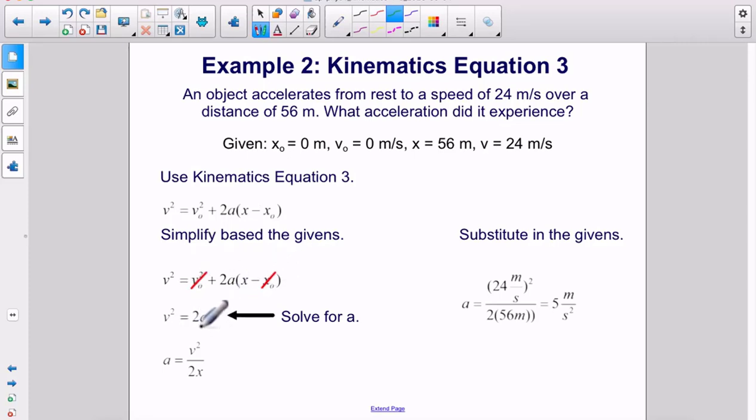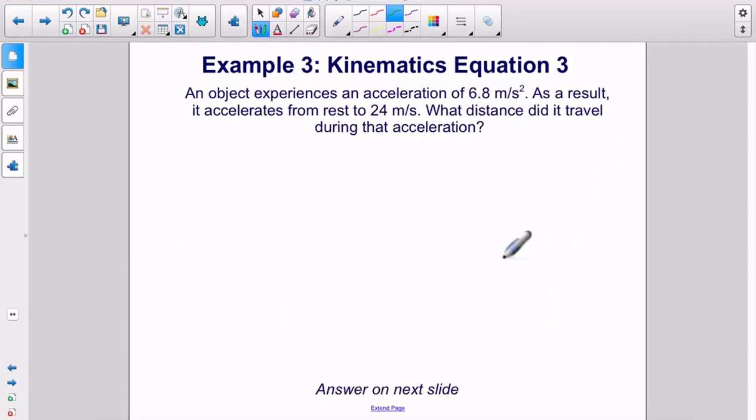We are solving for a, so therefore we're going to divide by 2x. So that goes to the other side. A equals v squared over 2x. Plug in your givens and you get 5 meters per second squared. An object experiences an acceleration of 6.8 meters per second squared. As a result, it accelerates from rest to 24 meters per second. What distance did it travel during that acceleration?